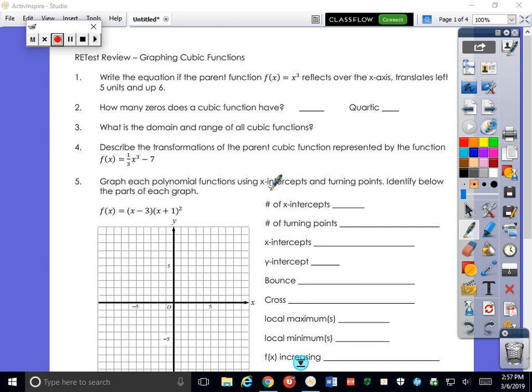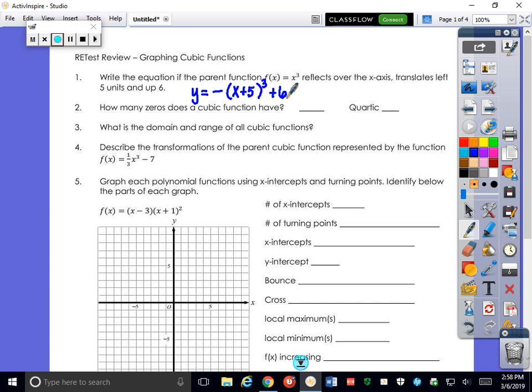Okay guys, today we're retesting on graphing cubics and a new test on graphing rationals. So, your retest review. Write the equation if the parent function f of x equals x cubed reflects over the x-axis, translated left 5 units and up 6. So remember, it's going to mimic a cubic. The transformations are reflection, which is a negative in front. We have 5 to the left, which means inside the function we're going to say plus 5 with a cubed on the outside, and then up 6 means we're going to add 6 at the end.